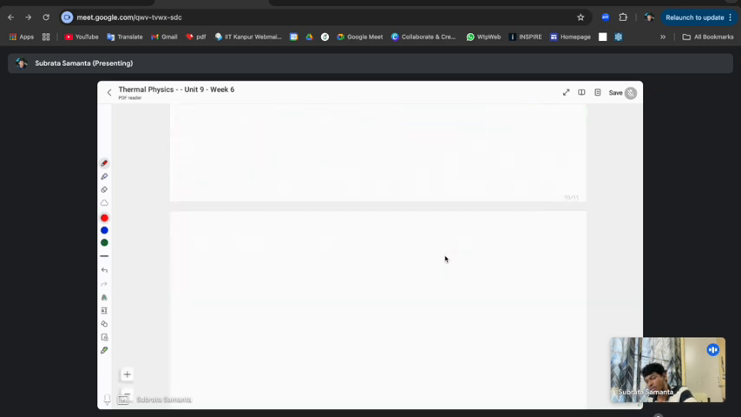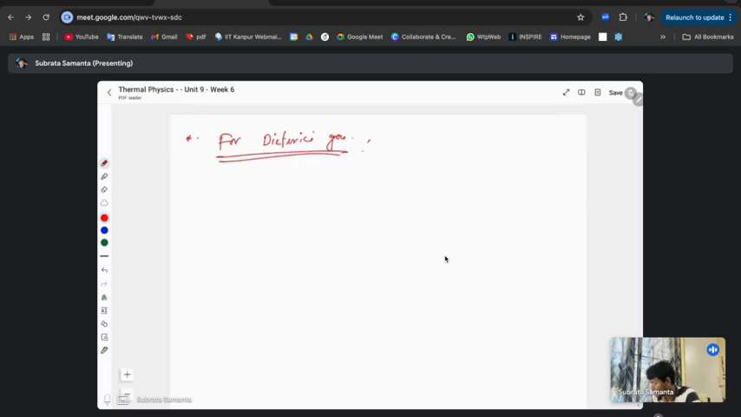So what are the Tc and Pc values for a Dieterici gas? For a Dieterici gas, what is the equation of state, let's say for n moles? So the equation of state for n moles.